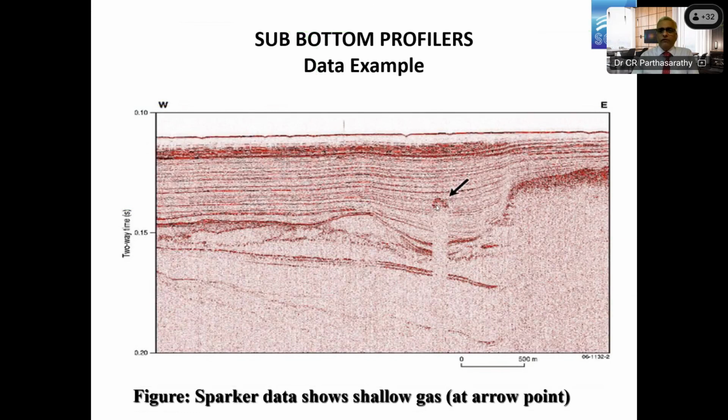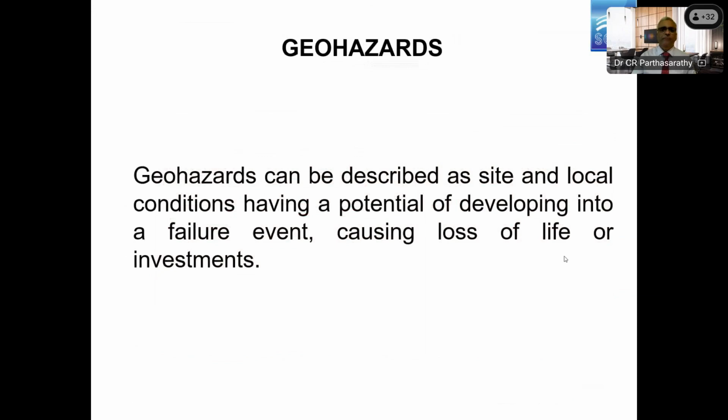Sometimes the sub-bottom profile will also indicate the presence of shallow gas, which is an accumulated gas under high pressure. You can't puncture it. Probably there's a chance of blowout. So you have to be very cautious and careful if you suspect, and if you identify, that shallow gas is available through this geophysical survey, so that you can take subsequent precautions.